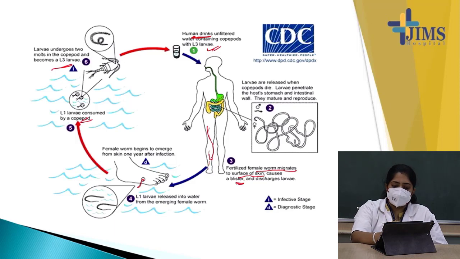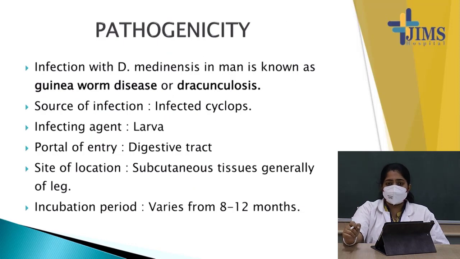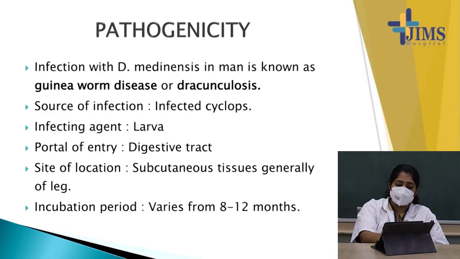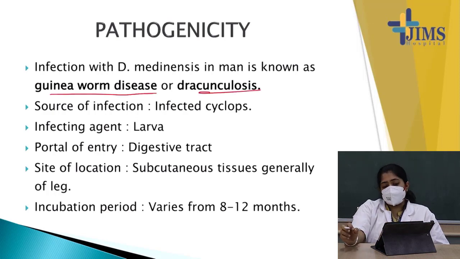And thus the cycle continues. Now if we talk about pathogenicity, infection with Dracunculus medinensis in man is known as guinea worm disease or dracunculosis. The source of infection are the infected cyclops, infective agent are the larva, portal of entry is the digestive tract, site of localization is the subcutaneous tissue, generally of leg. Incubation period varies from 8 to 12 months.